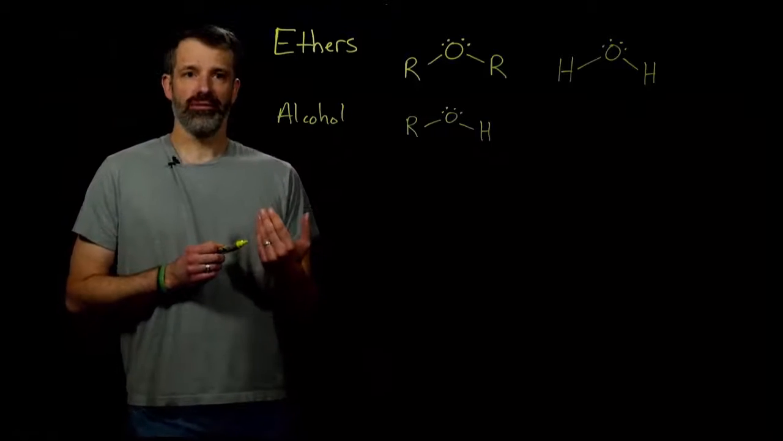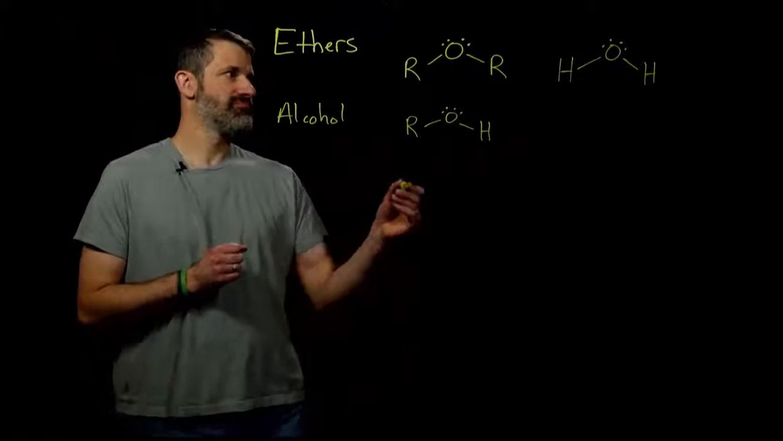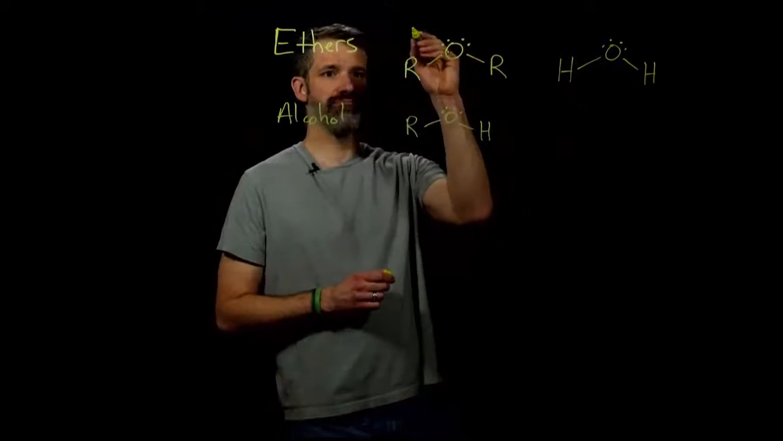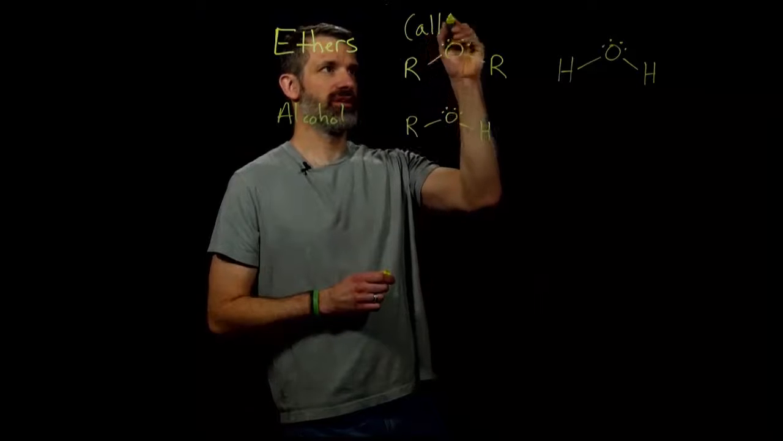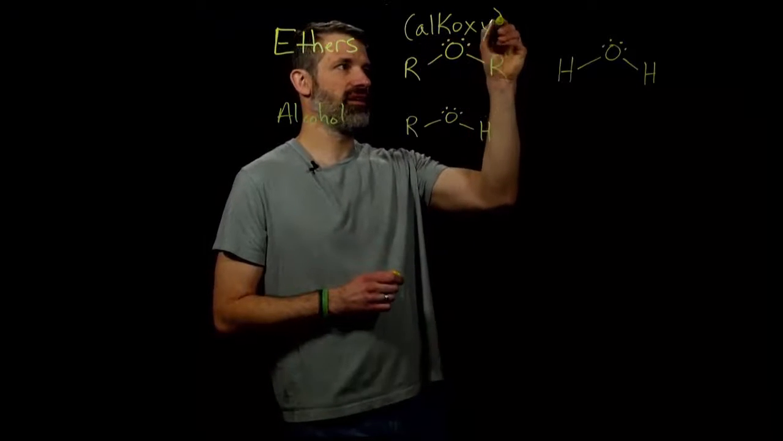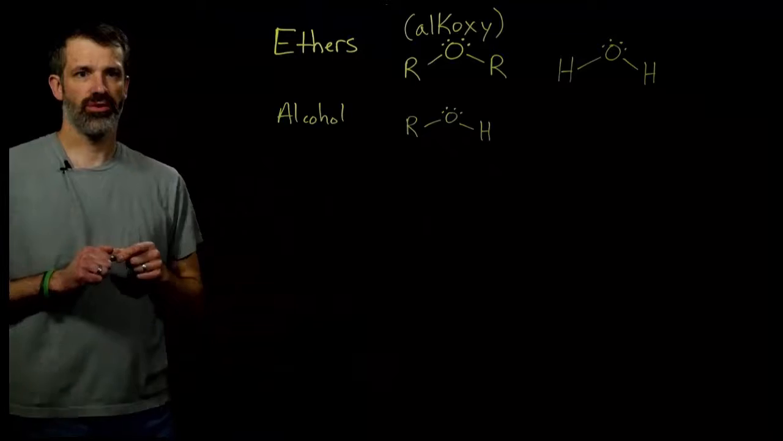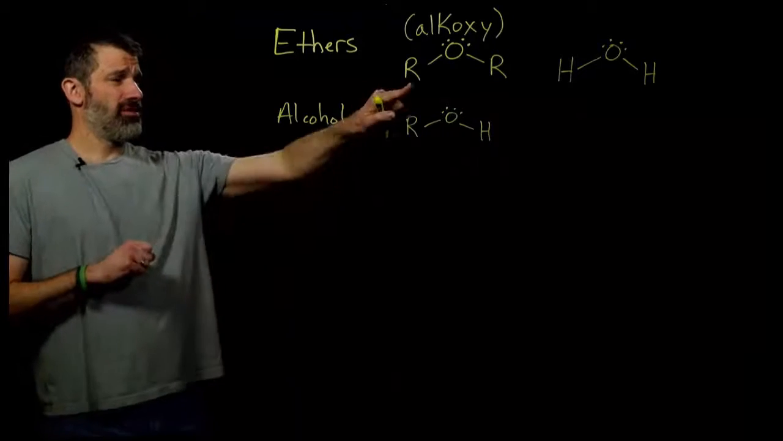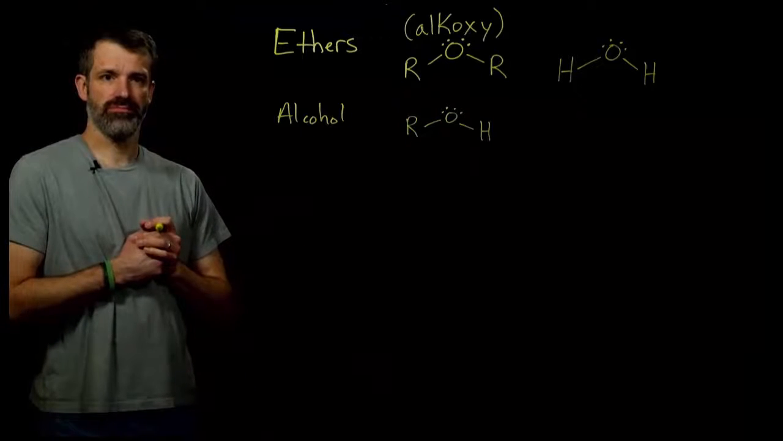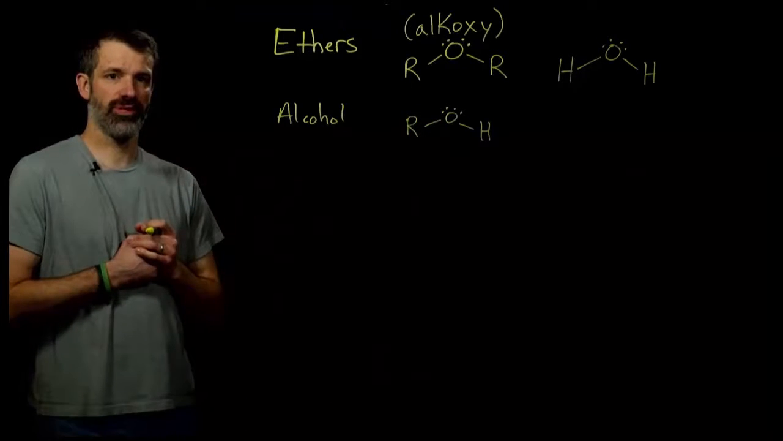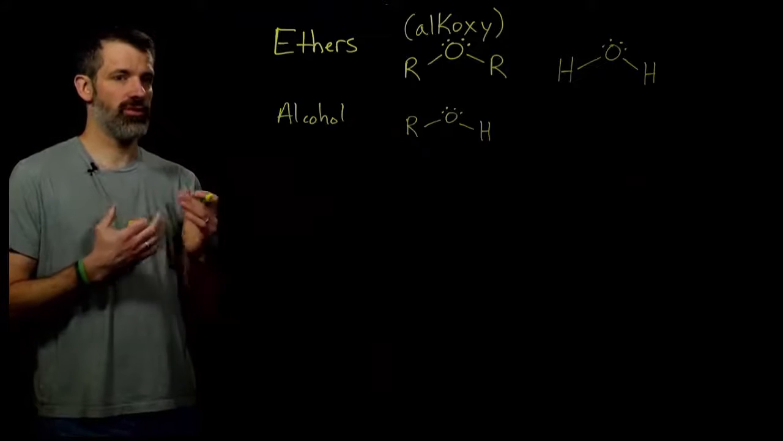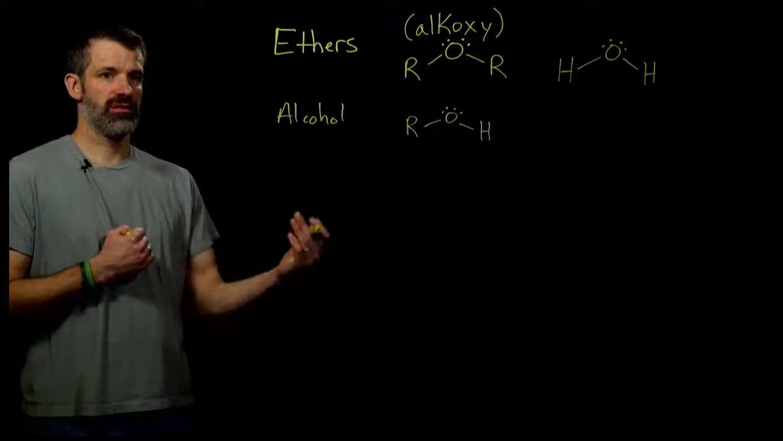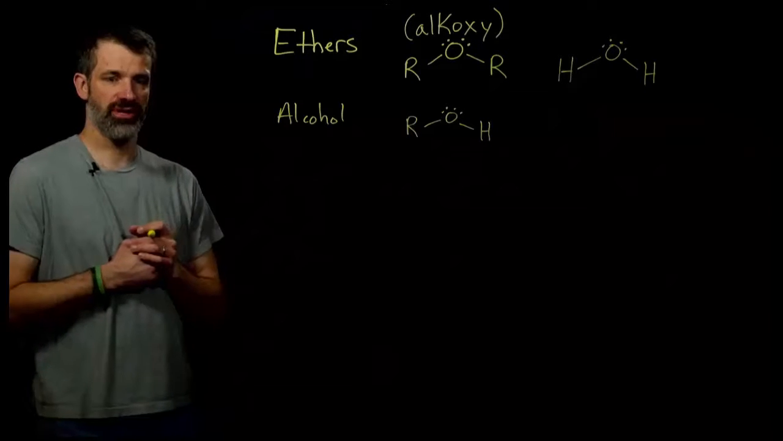So ethers also have the general name of alkoxy groups. So we'll learn about how to name these when we have ether-containing groups on seemingly ordinary alkane chains. How do we go about naming these? The parent versus the substituent.